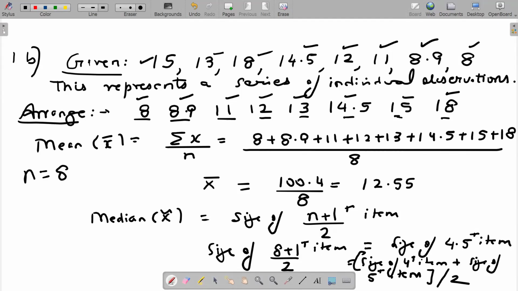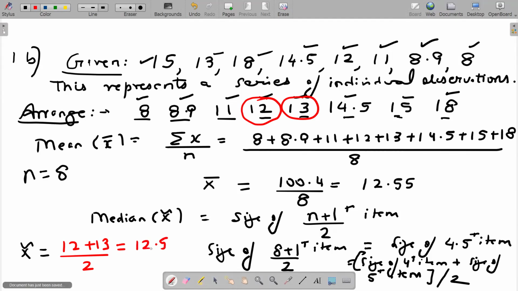How do we calculate the size of the 4.5th item? Size of the 4th item plus size of the 5th item divided by 2. So my median comes out as, what's my 4th item, guys? 12. And what's my 5th item? 13. So my median is 12 plus 13 over 2. Now if I work that out, 12 plus 13 over 2 comes out as 12.5. So my median is coming out as 12.5.